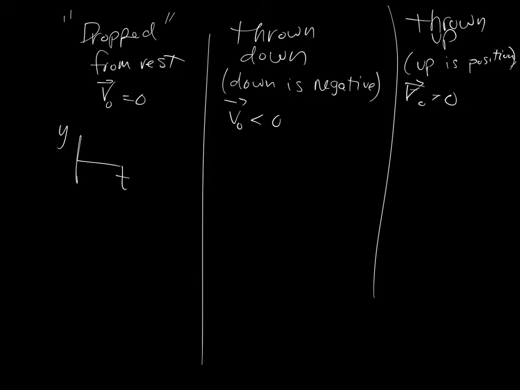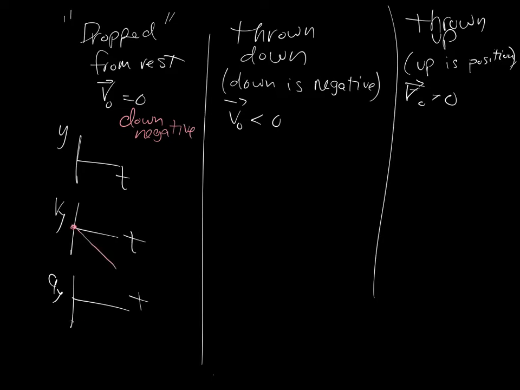Y, Vy, and then AY. Y'all good? So if you drop something from rest and down is negative, right? Again, down, negative. Then your velocities, I like to start with the velocity graph because it's easier. Your velocity graph looks like that, your acceleration looks like that, right?